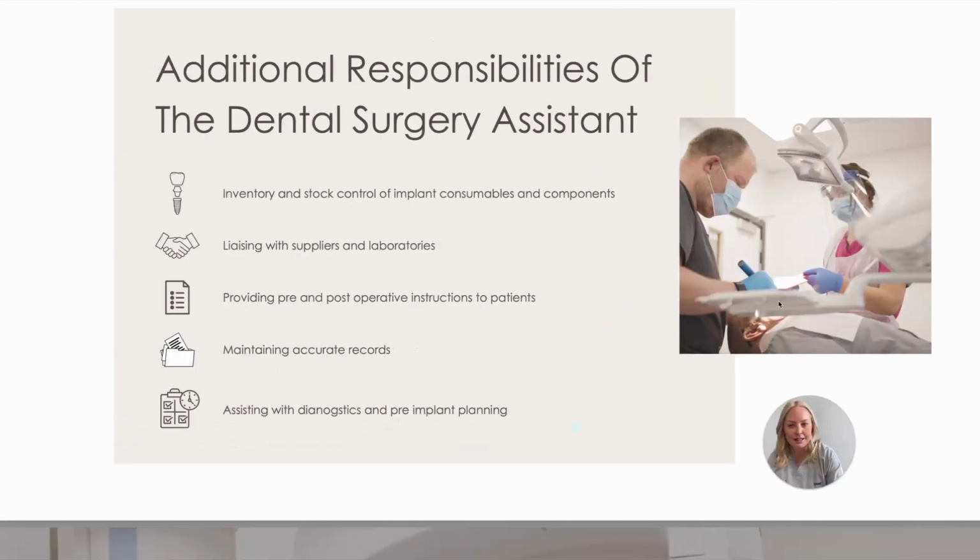Additional responsibilities of the dental surgery assistant. Some of the additional responsibilities involve inventory and stock control of implant consumables and components, liaising with suppliers and laboratories, providing pre- and post-operative instructions to patients, and maintaining accurate records. Also assisting with diagnostics and pre-implant planning.